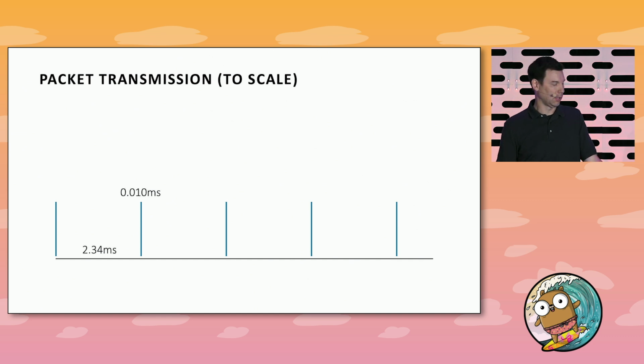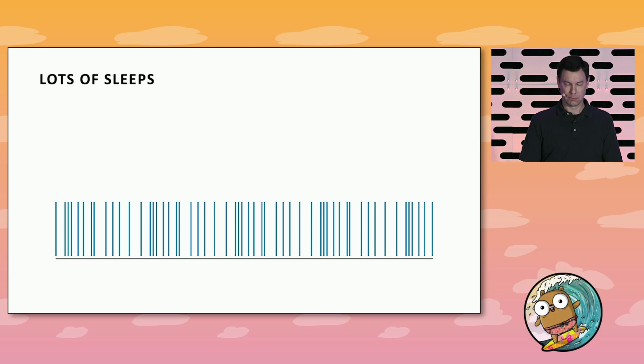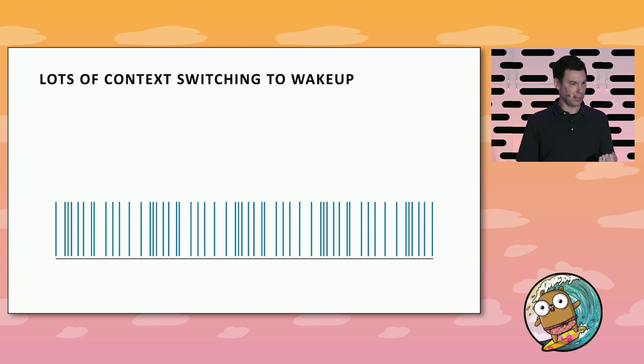This is a to-scale drawing of basically what one video stream is doing in our program. It's waking up, sending a packet that takes about 10 microseconds to do, and then going to sleep for 2.34 milliseconds. So you've got this big gap of time where you're doing nothing, which of course is why we can run a lot of these on one CPU, because it can run other streams in the intervening time. But if these times are randomly distributed, there's lots of little gaps, and every one of those little gaps represents going to sleep. So we have lots of sleeps, which means lots of work stealing, which means lots of context switching when you wake up. And that's lots of CPU for nothing.